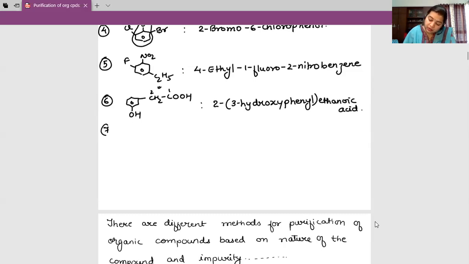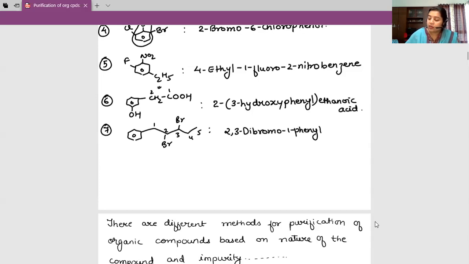One last example in this series, which is important, let me tell you the name of this compound. If the side chain has more than one functional group, bromine is here regarded as a substituent, and phenyl here is a substituent. It has no preferred functional group. So this is 1, 2, 3, 4, 5: 2,3-dibromo-1-phenylpentane.